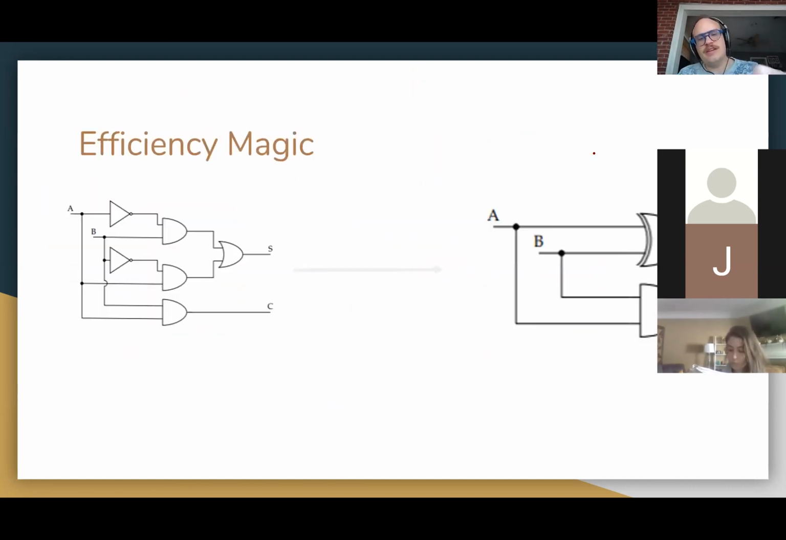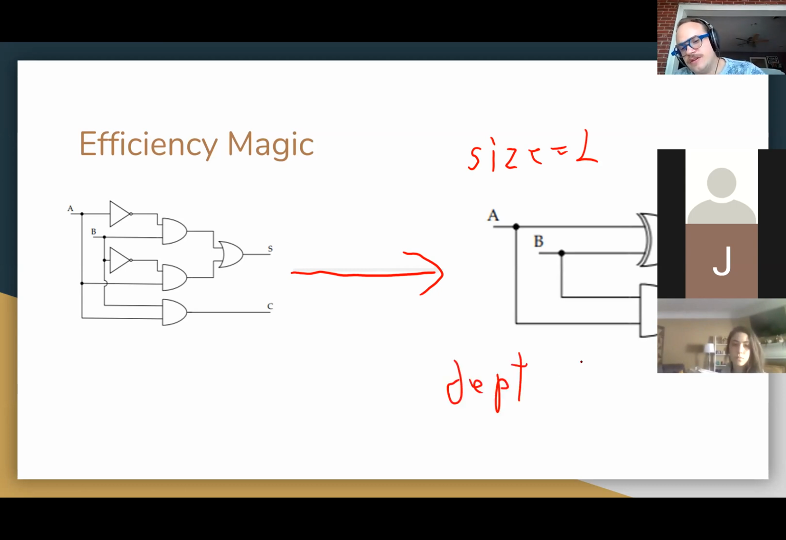Okay, so here's an example of how, with the addition of this gate, we can have a new way to draw up the circuit. Now it's size 2, depth 1. So size is the number of gates, and depth is the number of gates a wire has to travel through.